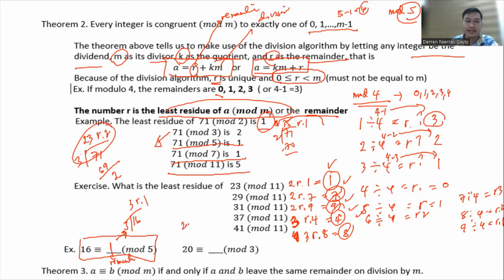Here, this is just telling us 20 divided by 3. So this is 6, remainder 2. So this is 2 here.